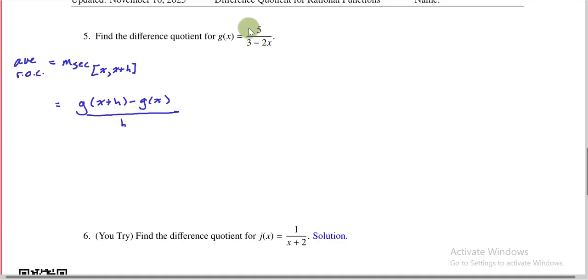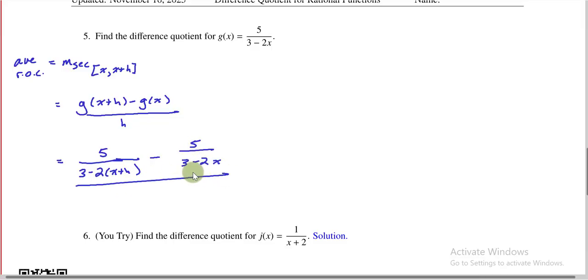And so what we're going to do is we're going to take our function g, and we're going to apply the difference quotient to it. So here, everywhere I see the expression x, I'm going to replace it with x plus h. So that gives me 5 divided by 3 minus 2 times x plus h minus 5 over 3 minus 2x, all divided by h.